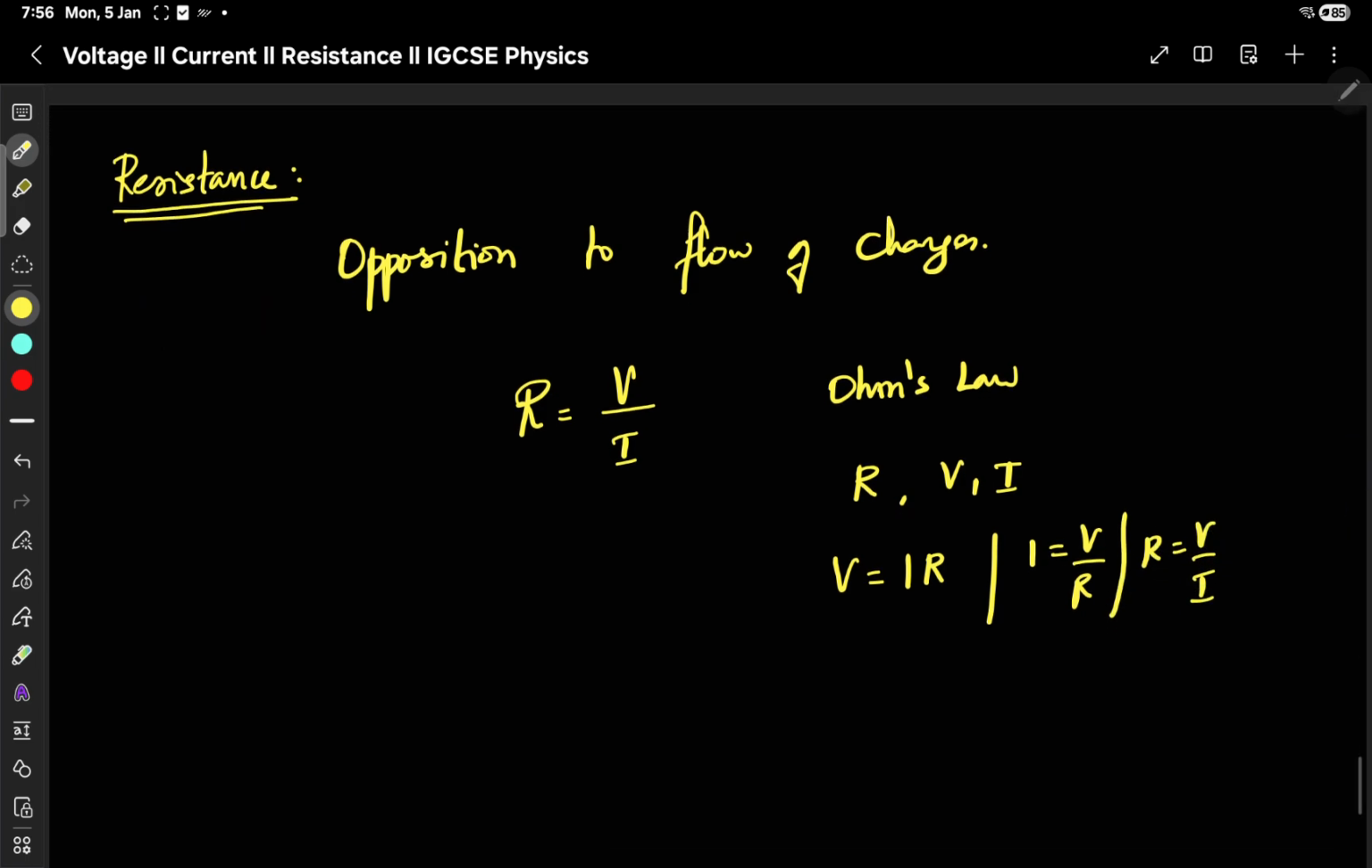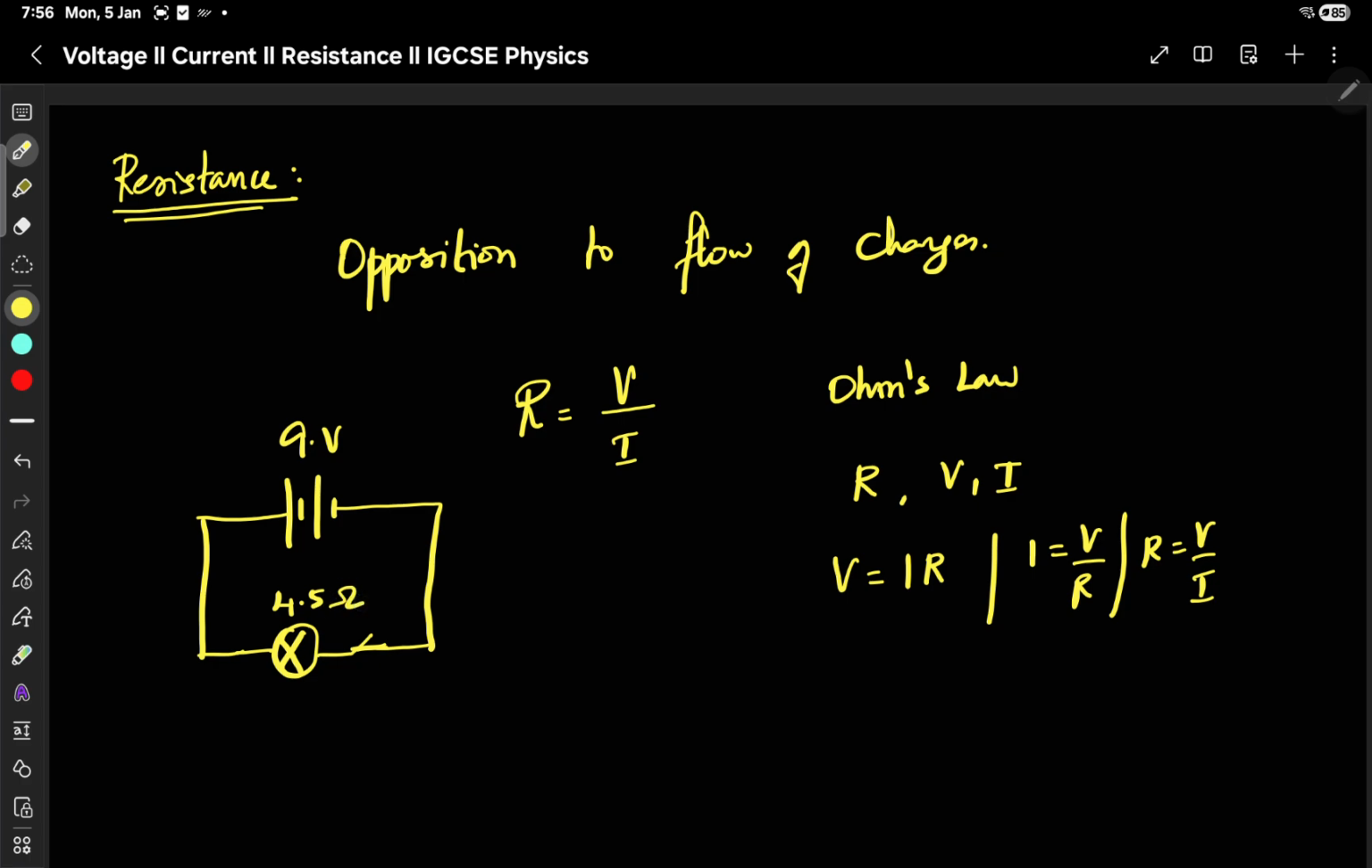In any form we can write. When we have voltage and resistance, we can find the current. When we have current and resistance, we can find voltage. For example, let's take a battery. This battery is 9 volts, and there is one lamp, and there is a switch. Now assume that the switch is closed, and the resistance of the bulb is say 4.5 ohms. What is the current flowing?